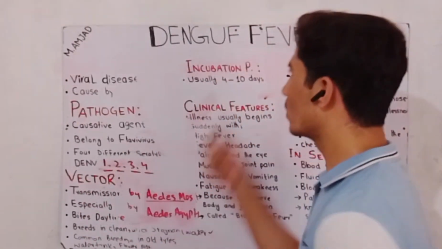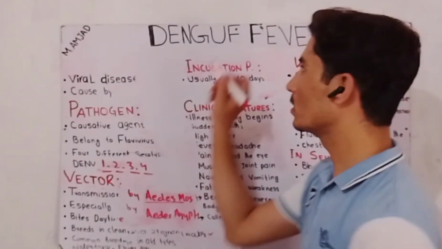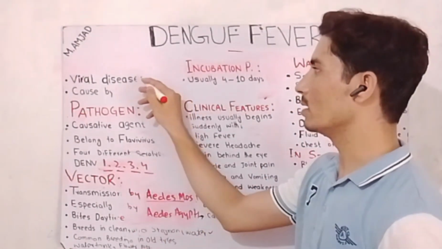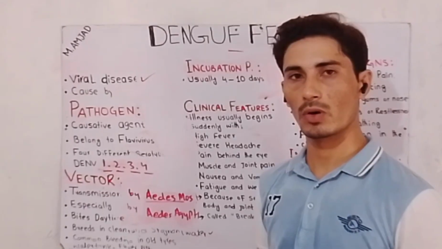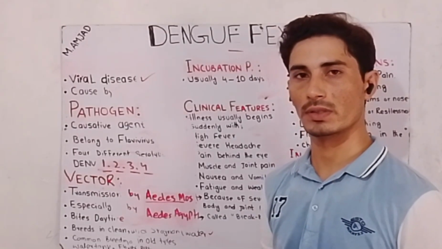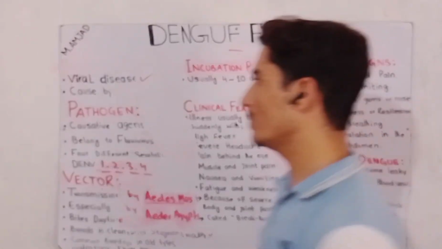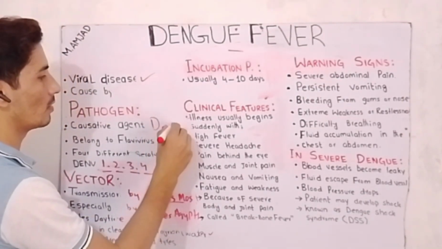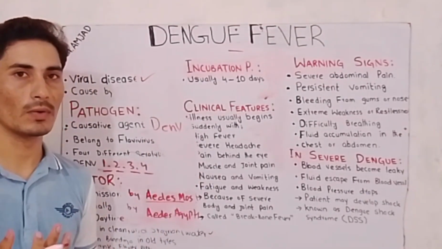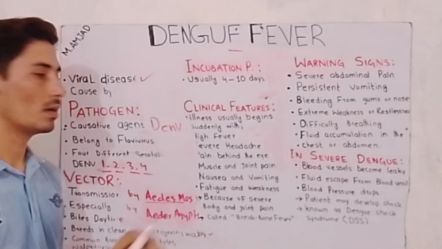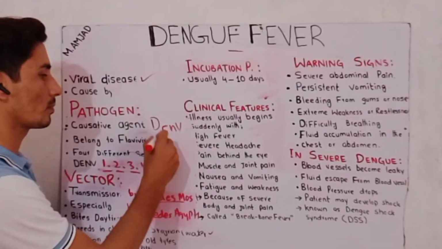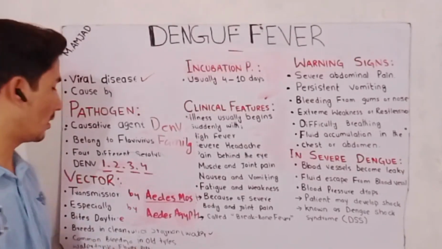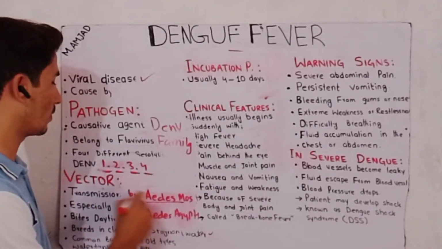First of all, we should know what dengue fever basically is. Dengue fever is a viral disease caused by a virus. The pathogen which causes dengue fever, the causative agent, is the dengue virus, and it belongs to the flavivirus family. It has four different subtypes, as mentioned here: dengue virus 1, 2, 3, and 4.